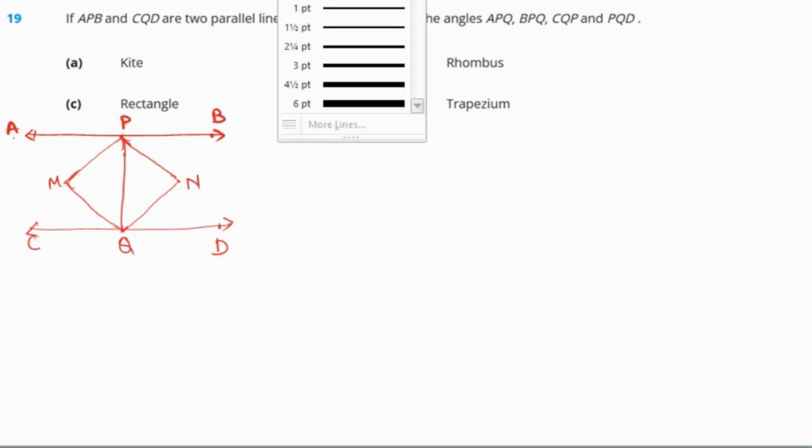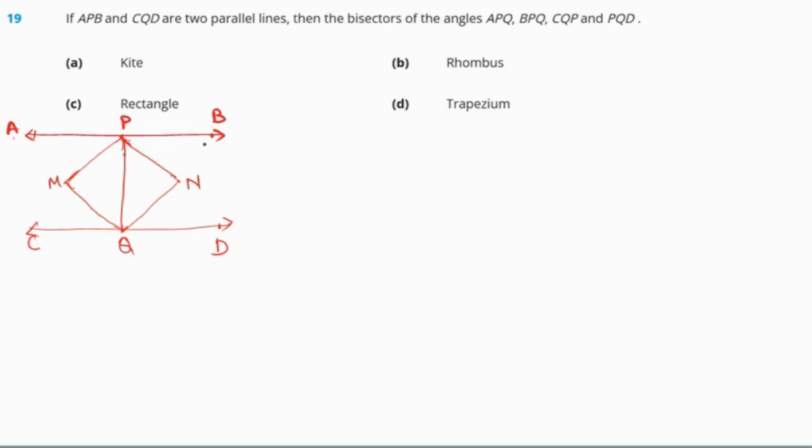Okay. Now, if we go with the entire thing, it is given to us that APB is parallel to CQD. We can say APB, or we can take it as AB as well, no worries. So APB is parallel to CQD. So that means angle APQ should be equal to angle DQP.